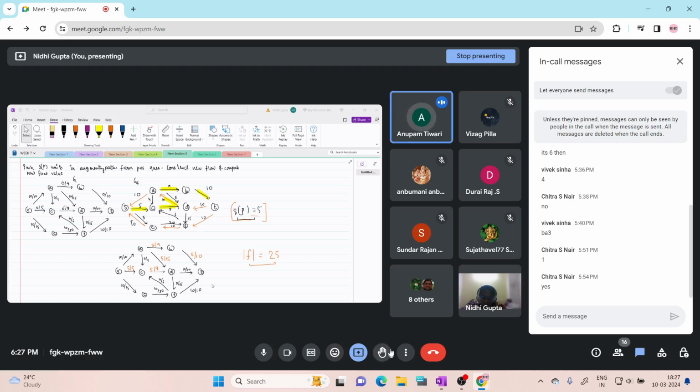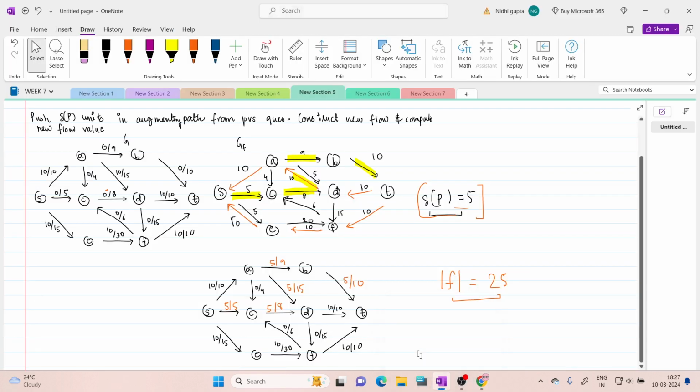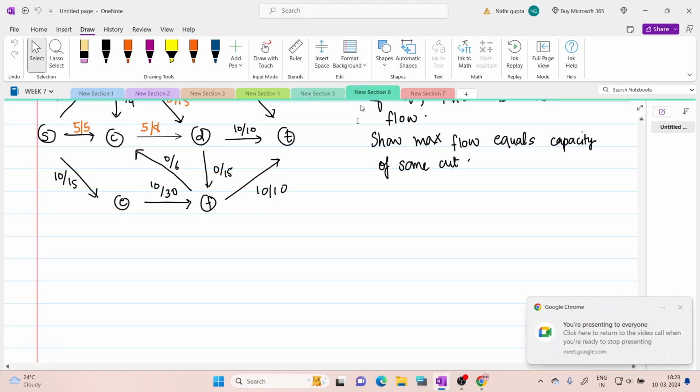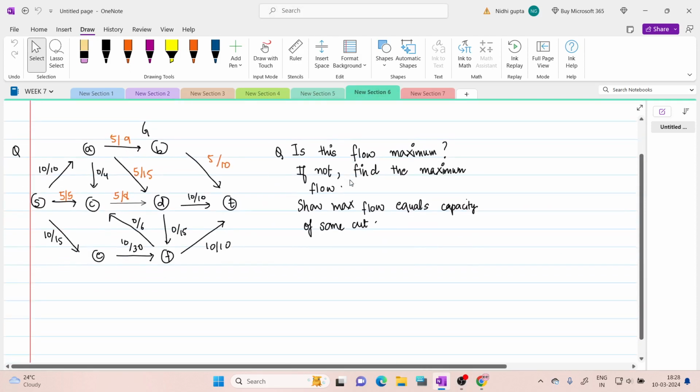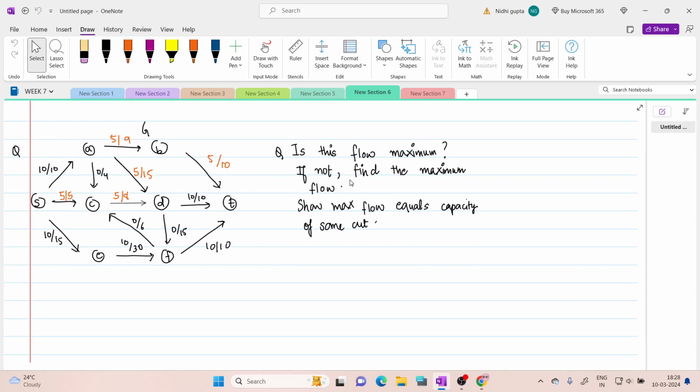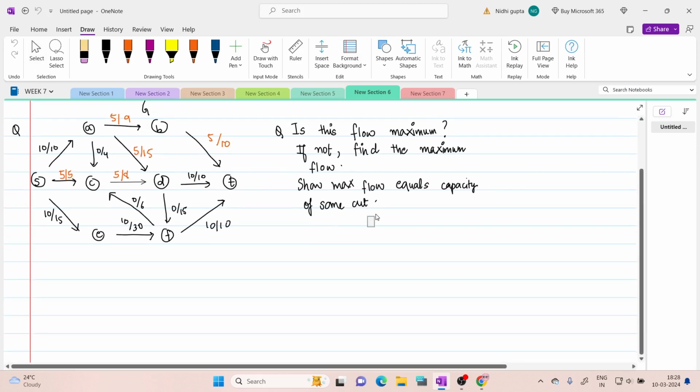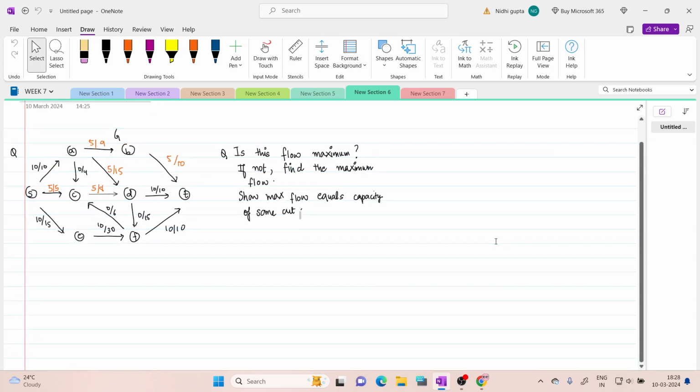Yes, ma'am. But how can we prove that this is maximum? Can we go for one more iteration? Yes, this is the next question only: is this flow maximum? To say whether this flow is maximum, we'll again construct the residual flow. If the residual flow has an augmenting path, then this flow is not maximum, because we can increase the flow. So let's see if this is the maximum flow or not. Quickly help in computing the residual flow for this new flow.